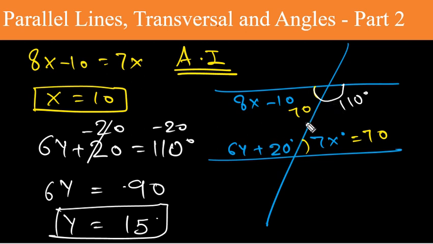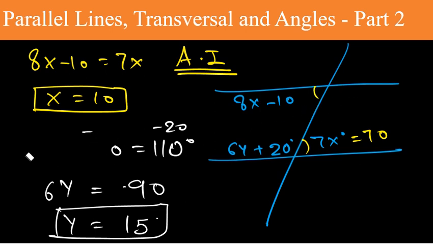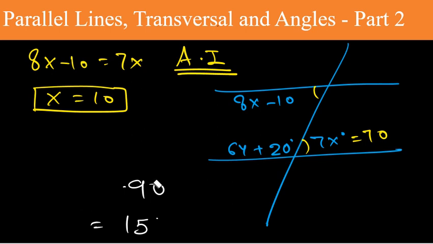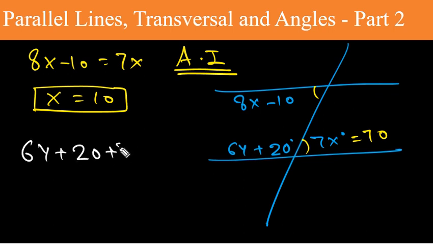Okay? Great. Otherwise, you could have tried one more thing. You don't have to do alternate interior. You want to do this a different way? Let's do this a different way. How else can we do it? This is 70 and this is 6y plus 20. So 6y plus 20 plus 70 the total is 180. Linear pair.